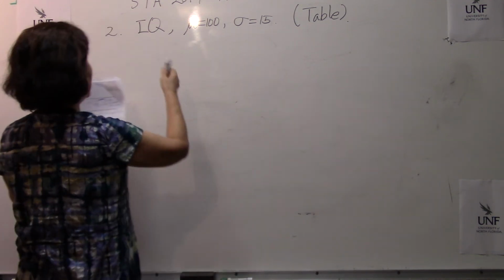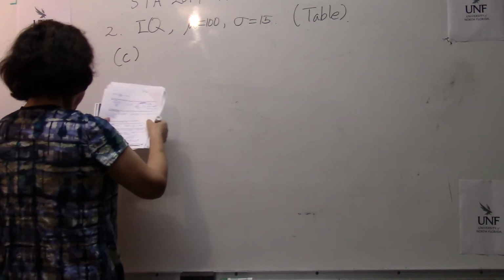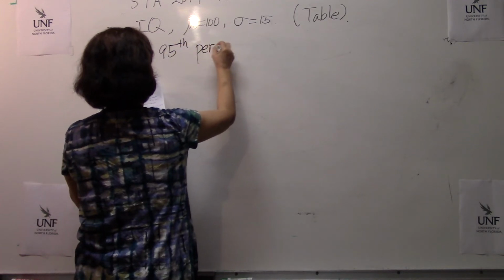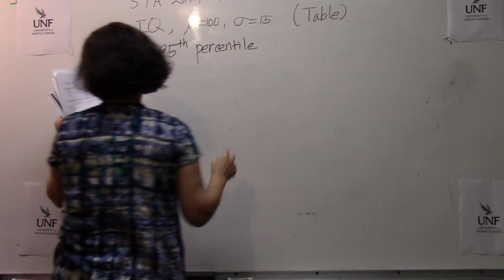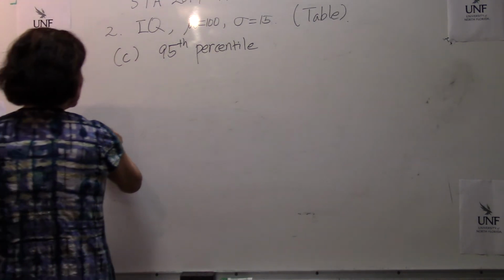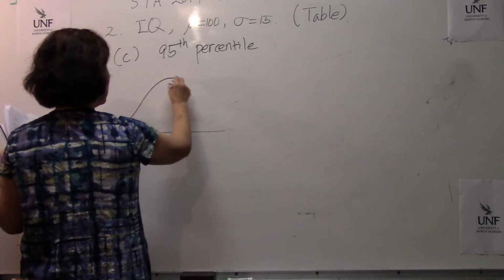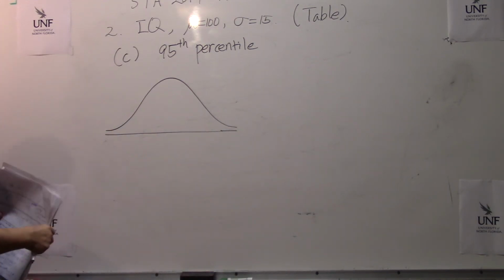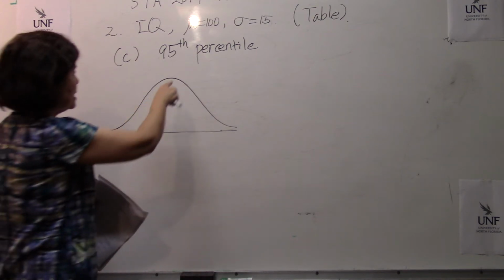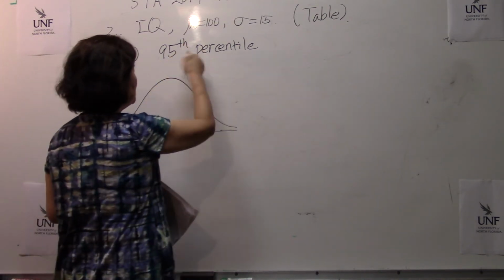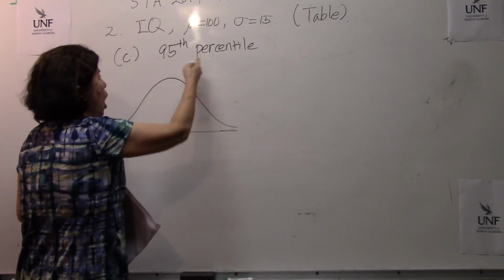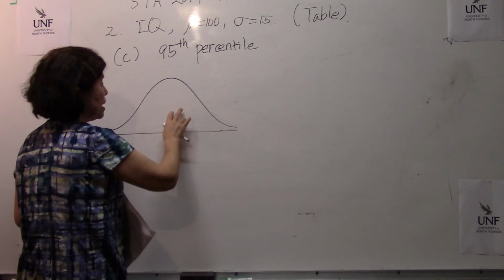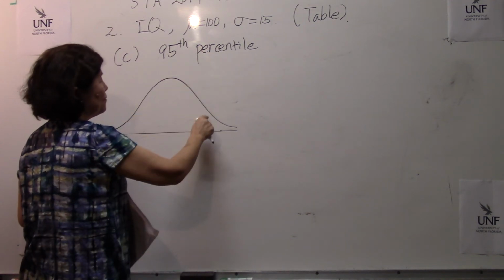Next one, part C. Determine the 95th percentile of these IQ scores. Okay, so how is this different from the previous problems? Yes, it is quite different. The 95th percentile means that below this person's score there are 95% of people's scores. Above this person's score there are 5%.